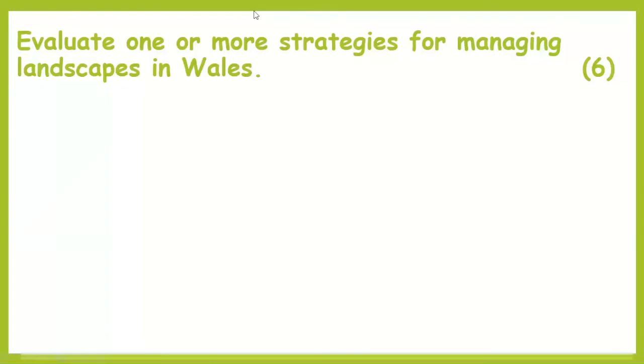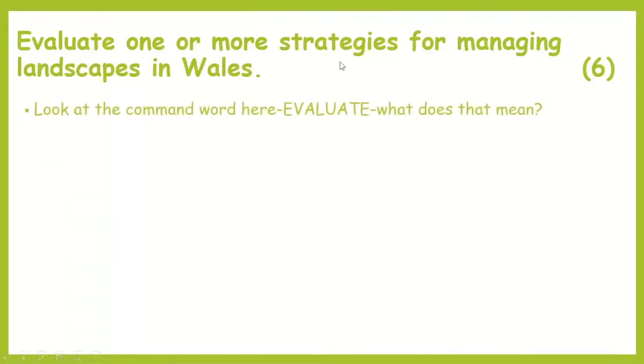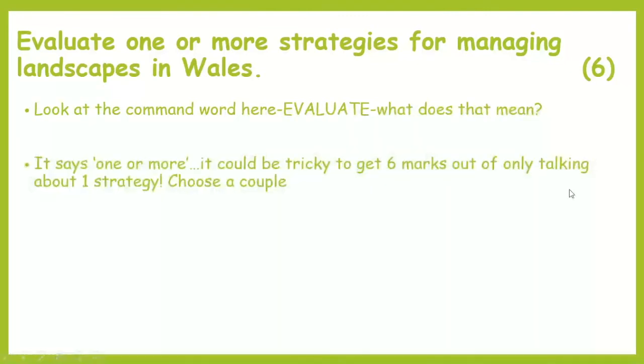So to summarise, to tackle this question, first off, look at the command word. Here it is evaluate. That means you need to talk about good things and bad things. If you only talk about one side of it, you're only going to get a maximum of 3 marks. In fact, this is level marked, and if you don't talk about positives and negatives, they actually cap you at 2 out of 6. It says one or more.